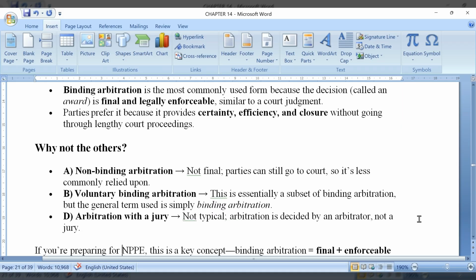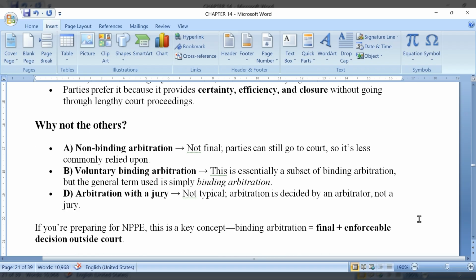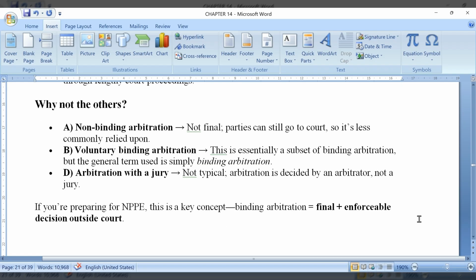Why not the others? A. Non-binding arbitration is not final. Parties can still go to court, so it's less commonly relied upon. B. Voluntary binding arbitration is essentially a subset of binding arbitration, but the general term used is simply binding arbitration. D. Arbitration with a jury is not typical. Arbitration is decided by an arbitrator, not a jury.